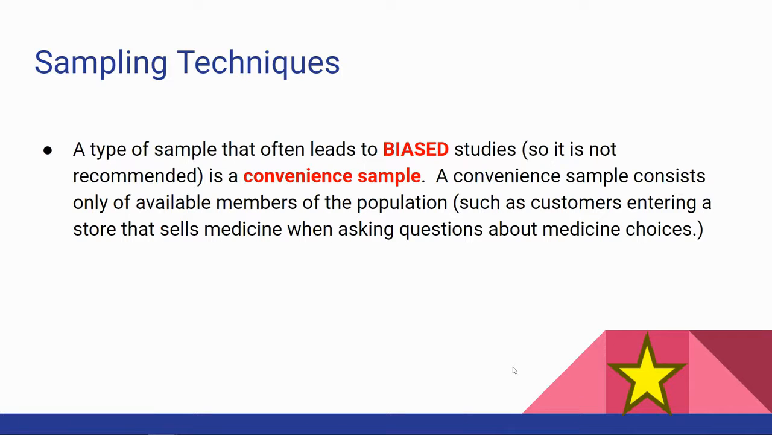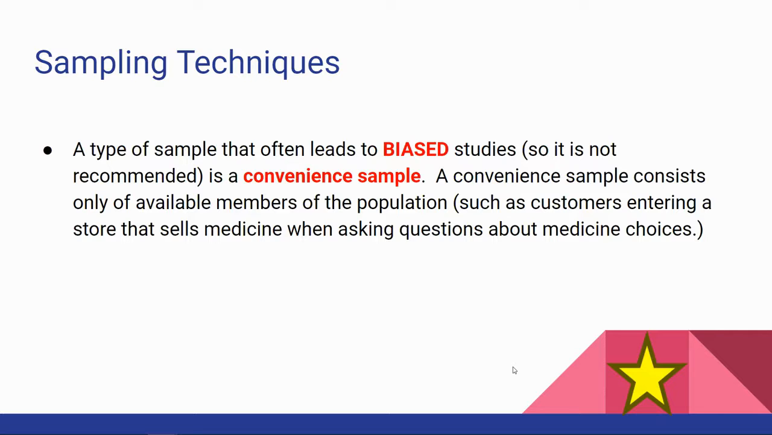Sampling techniques. A type of sample that often leads to biased studies, so that it is not recommended, is a convenient sample. A convenient sample consists only of available members of a population being sampled. So an example would be you stand outside of Walgreens, ask people if they're going into Walgreens, what kind of medicine are you buying? And then you mark down what their medicine choice is. It's a convenient sampling because you already know a lot of people that go to Walgreens are going there really for medicine. It's biased because it is targeting a specific type of thing.